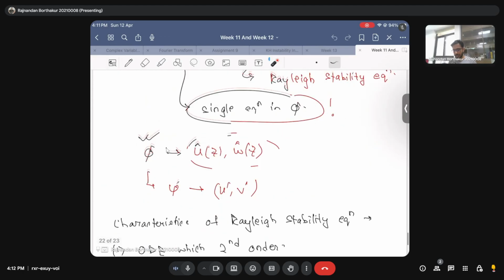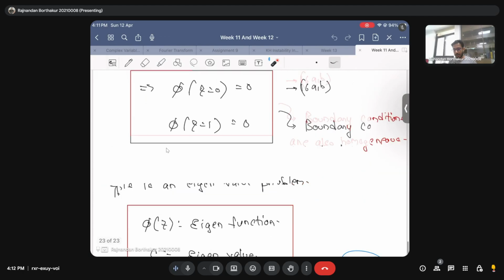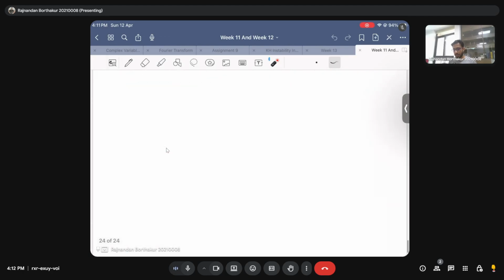What we'll do today is, instead of trying to find the solution of the Rayleigh stability equation, try to understand how the Rayleigh stability equation can be applied to assess the stability of a given base flow. We will look into one of the criteria which can be used to assess the stability of a given base flow, the idea of which can be drawn from the Rayleigh stability equation.